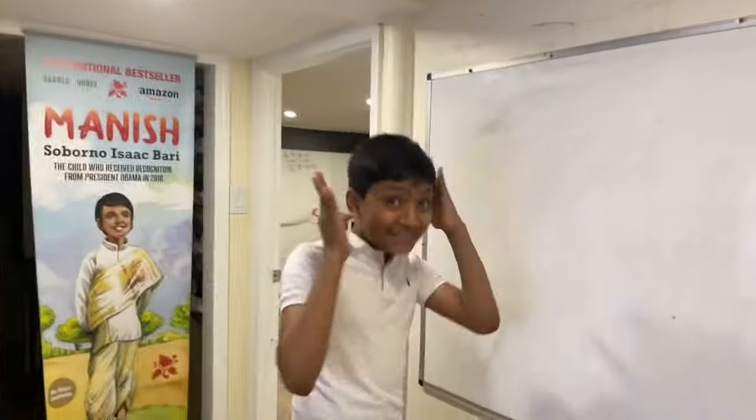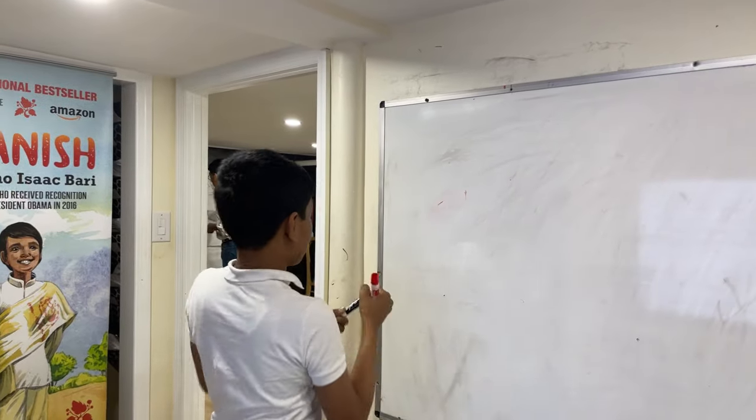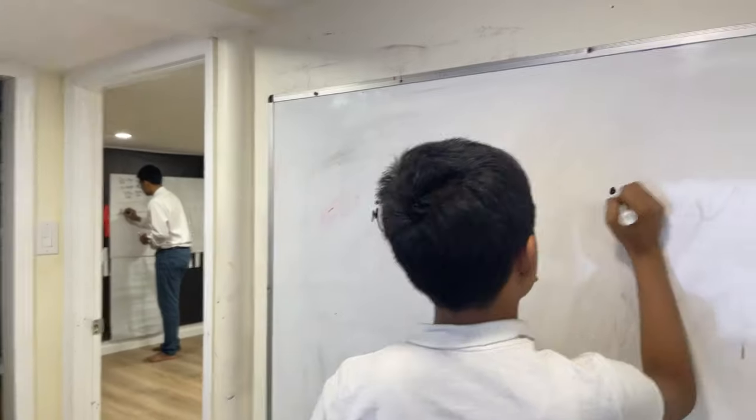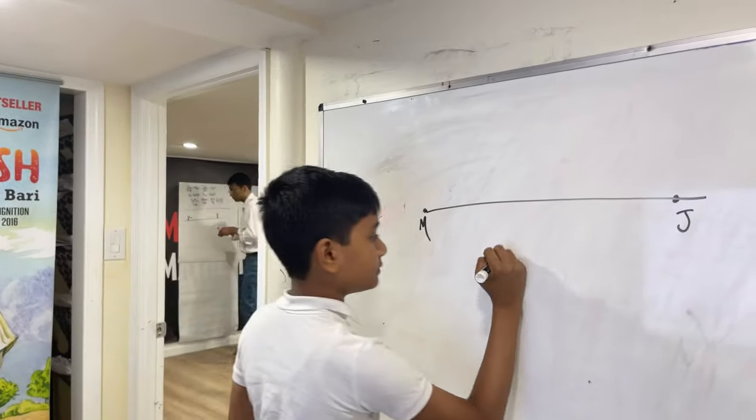So this is Mike's house, this is Josh's house. No talking, so each other don't get a clue.